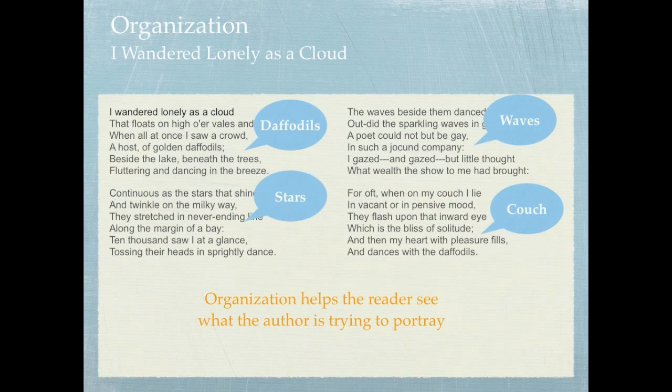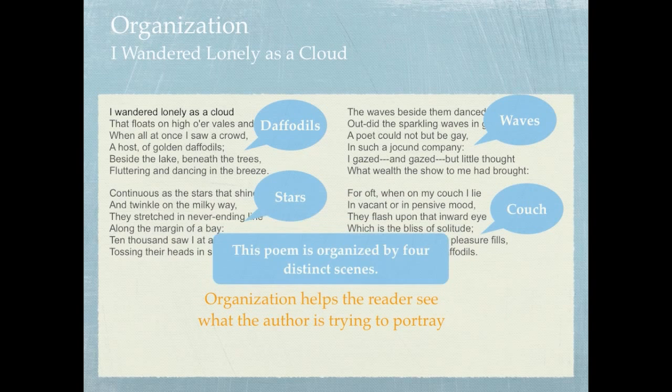So in this way, he is showing us different scenes, starting with the daffodils, then the stars, the waves, and then the couch. So this poem is organized by 4 distinct scenes.